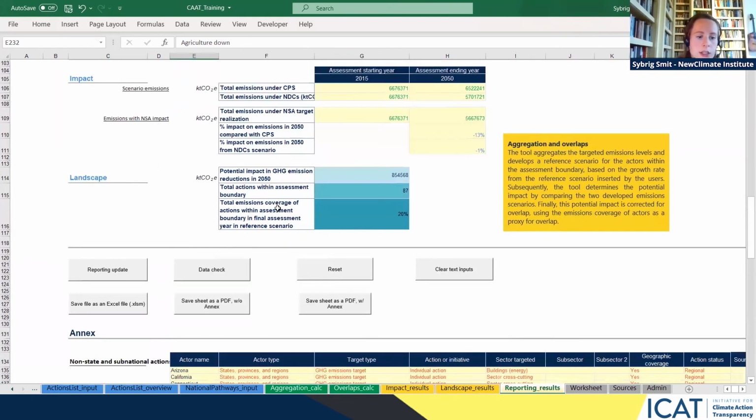If I click on Save File as an Excel file, this whole file is saved, you can export it to somewhere else. You can also save the sheet as a PDF without annex. So then this sheet is saved including row 130, but excluding everything below annex. If you save the sheet as a PDF with annex, the annex is of course included.